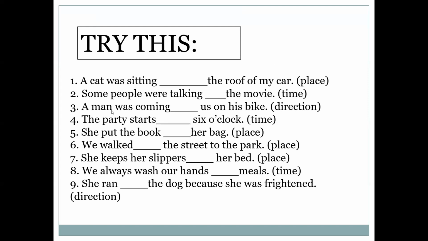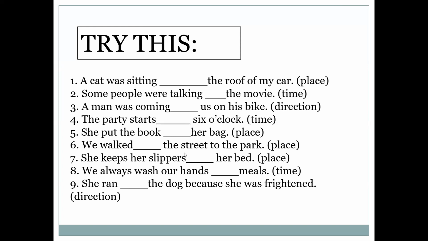Correct. Number three. A man was coming dash us on his bike. Talk about direction. Let's see what you have given me. Towards, very good. A man was coming towards us on his bike, correct. The party starts dash 6 o'clock, time. At 6 o'clock, correct, at is the right answer. Number five, she put the book, you have to talk about place, dash her bag. In her bag, correct. Once you get the answer from me, do not type, because everyone already got the answer. Only the first few answers I'll take, then you don't need to waste your time typing.